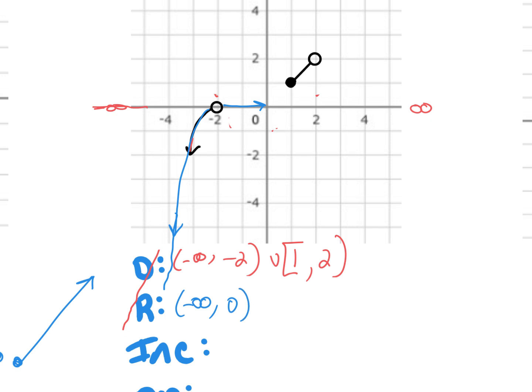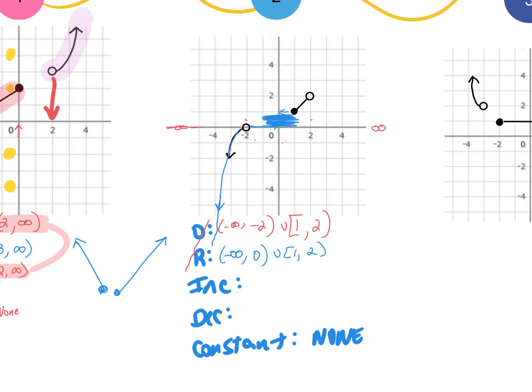Does it include 0 or no? Nope. Then, do you see that there's a gap here? Okay, so where does it start again? At 1 on the y-axis. And where does it end? At 2. Does it include 1? Yes. Does it include 2? No. Okay, good. So now let's talk about our intervals of increase, decrease, and constant.